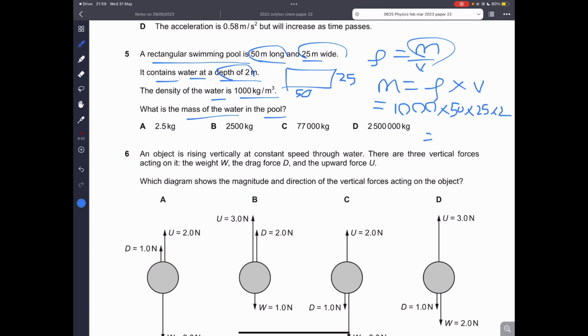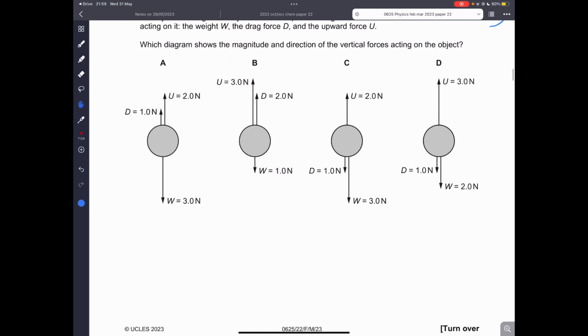Now this will give us an answer. If you put that in your calculator, it will give us an answer of 2.5 million, or 2,500,000 kilograms, and therefore D is the correct answer.